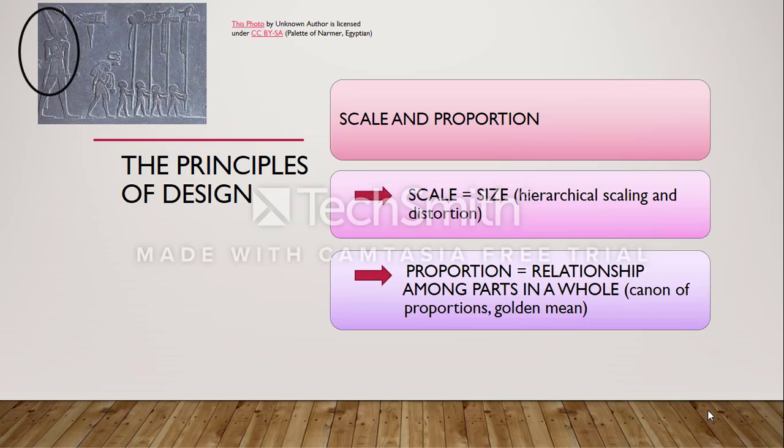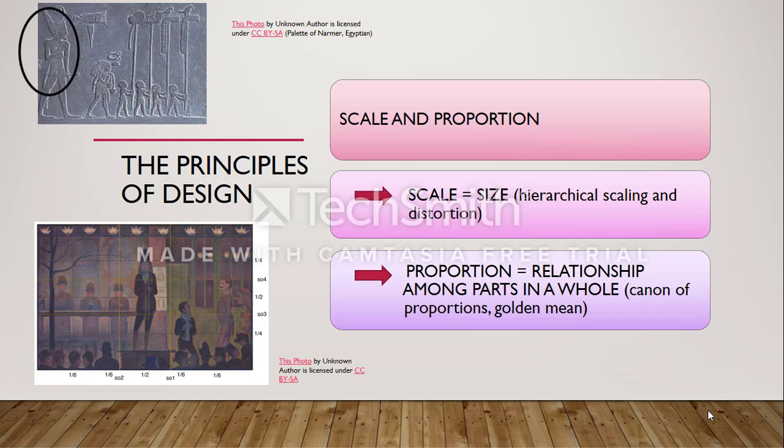Egyptian artists also tended to follow a canon of proportions, or a set of rules about the relationship among parts of the body, in order to create a standard of representation of the human form. This is also evident in this relief carving. The golden mean refers to the proportional relationships among parts of an image or object. You can see this in this Seurat painting below left. All of these principles contribute to the sense of order and balance in an image.